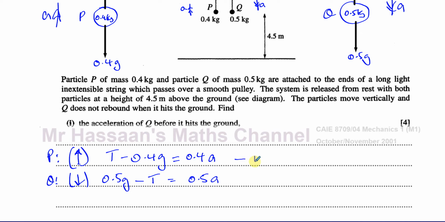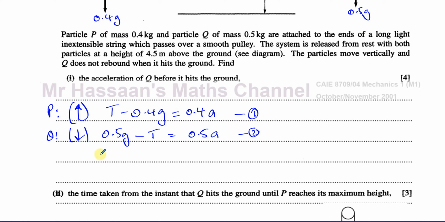So here we have two equations, equation 1 and equation 2, which we can solve simultaneously by adding them together. If I add these two equations together, these t's with opposite signs will cancel out. So I'll have t minus t, which is 0, minus 0.4g plus 0.5g, which is 0.1g, equals 0.9a. If I divide both sides by 0.9, I'm left with 0.1g over 0.9 equals a.